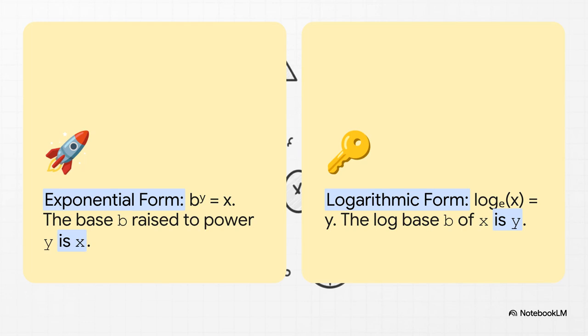Just look at this. They're two sides of the same coin. The exponential form on the left makes a statement, base b to the power of y equals x. The logarithm on the right just rephrases that as a question. What is the power y that I need to put on base b to get x? It's the exact same relationship, just written a different way.